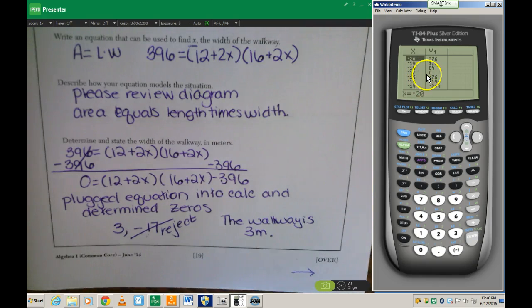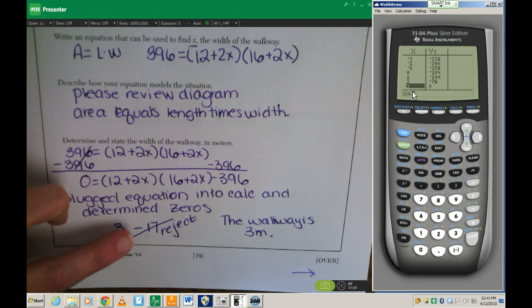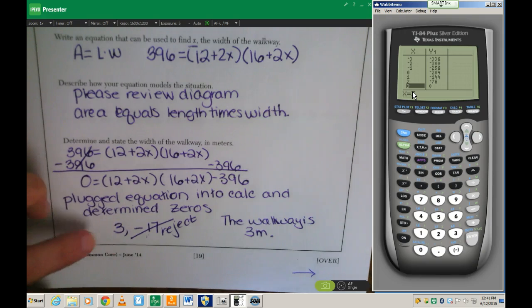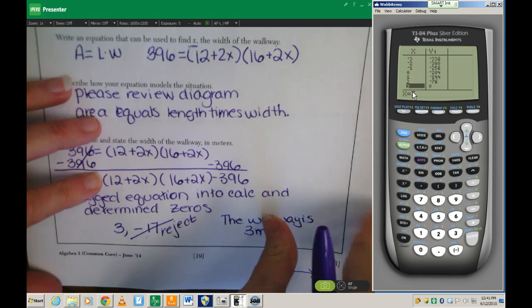So we did that. We got negative 17, 0. And when I hit the down arrow, I get positive 3. Because we can't have a negative walkway, that's why this has to be 3, and we have to reject negative 17. The Regents will want you to see that you wrote reject here. Okay, so make sure that you somehow specify that the answer has to be positive. Right? Okay, that's the end of that question.